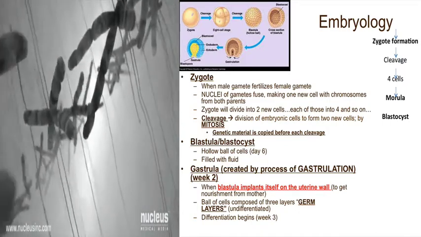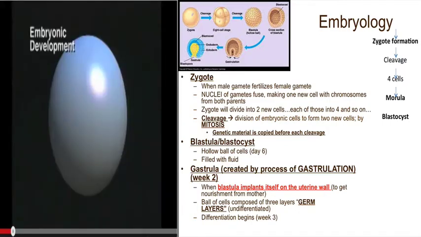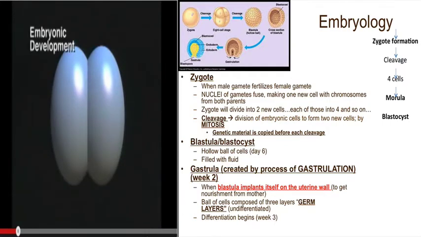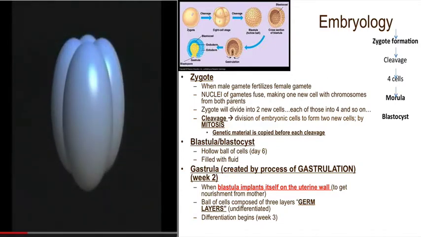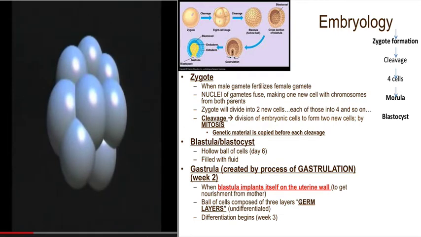Now, once this one zygote was formed, it does not stay just one cell. We aren't one big cell walking around. We know we're made up of trillions of cells. So what had to happen to that zygote is it had to go through a process called cleavage.